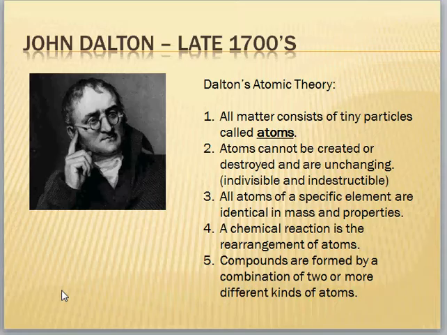So this is what we're starting with now, the atomic theories and the atomic models. The first father of the atomic model is considered to be John Dalton. John Dalton was born in England and he lived in the late 1700s. Dalton came up with an atomic theory. He came up with some rules to explain what atoms were. The first rule defines what an atom is: all matter consists of tiny particles called atoms.